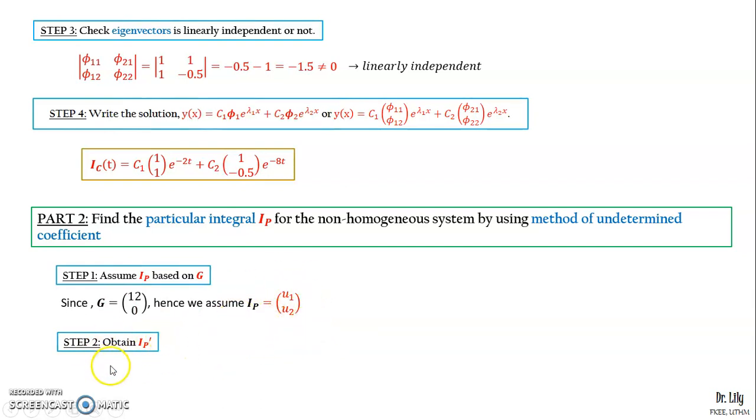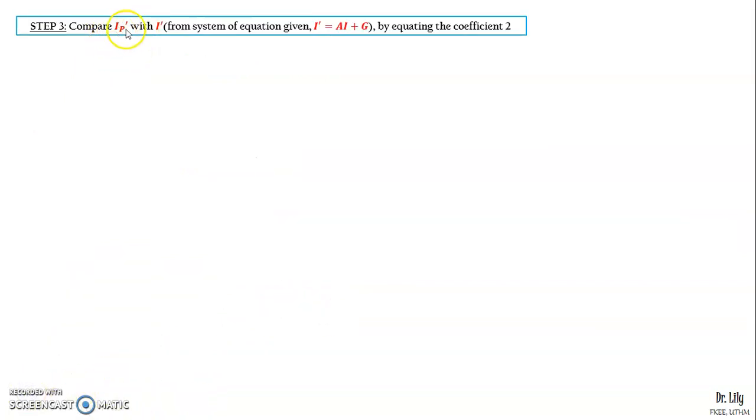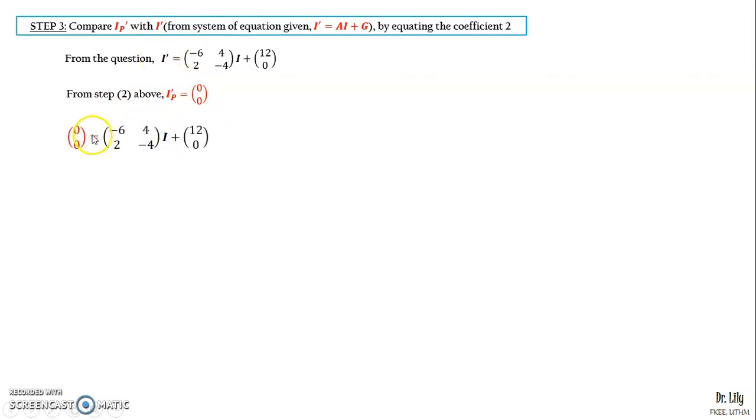So, you just obtain your IP prime. So, your IP prime is given by 0 and 0 because here you differentiate U1 over T, you got 0. So, here 0. U2 differentiate over T, also you got 0. Okay. So, next step, we need to compare IP prime with I prime. Okay. So, from the question, the equation is given, the matrix is given by this. Okay. So, ini you dah dapat awal-awal. And then from step 2 above, you tahu juga IP prime is equal to 0 and 0. So, you need to substitute here into here. So, you akan dapat 0, 0. Okay, so you salin balik ni into here.